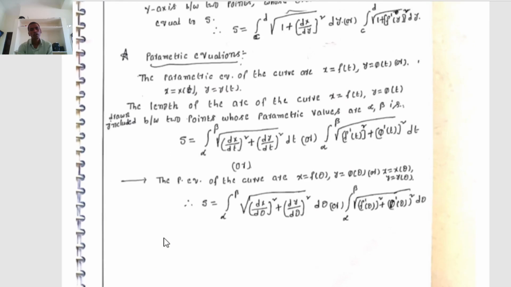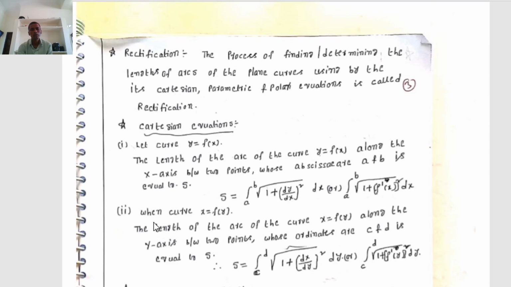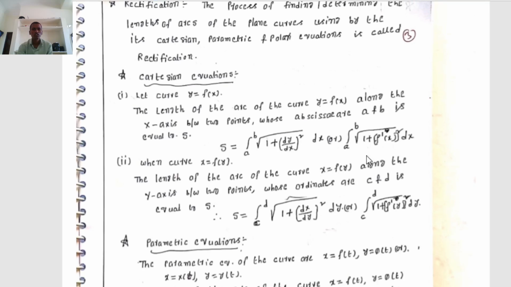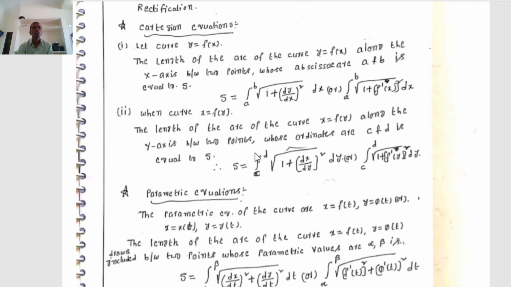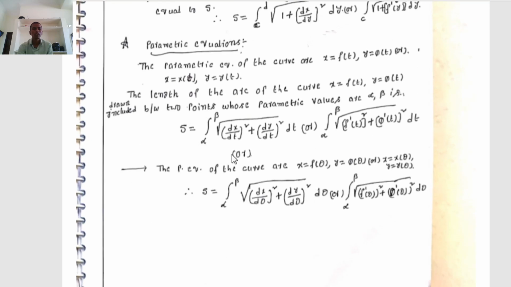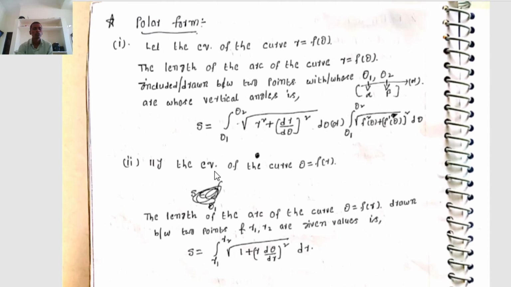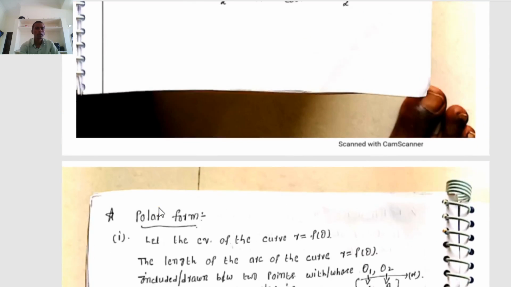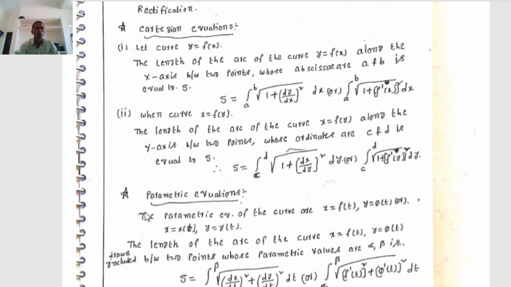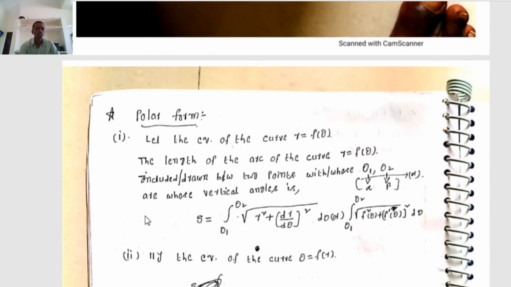These are the formulas we use to find the length of the arc of a plane curve: using the Cartesian equation, using the parametric equation, and using the polar form. Therefore, we can find the length of any plane curve using these formulas: Cartesian form equations, parametric equations, polar equations.